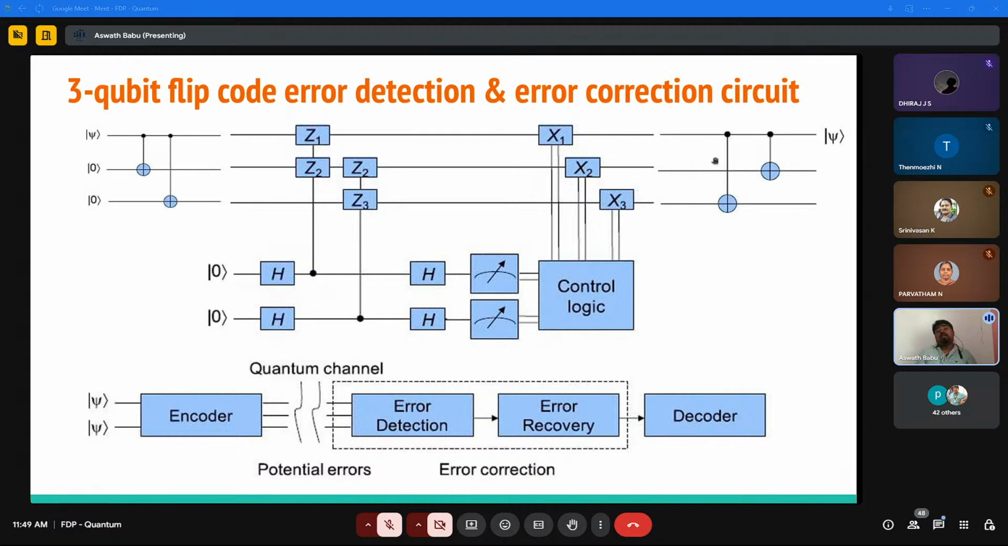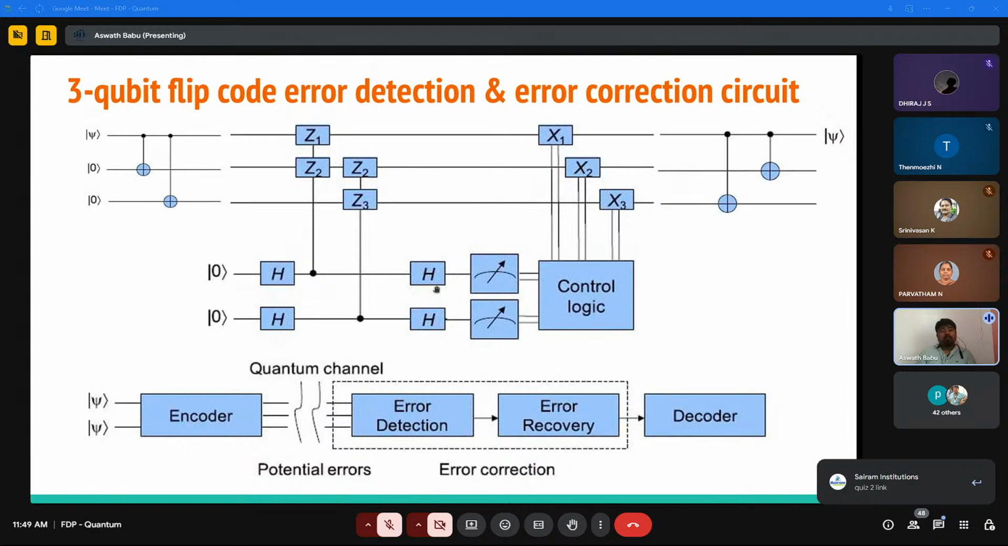Once the recovery is done, you can get back to the actual signal by reversing the ancilla. The ancilla circuit, or encoding circuit, becomes a decoding circuit if you reverse the same again. So you get back to the quantum state again. In this way, quantum error correction is done for a 3-qubit flip code error method.